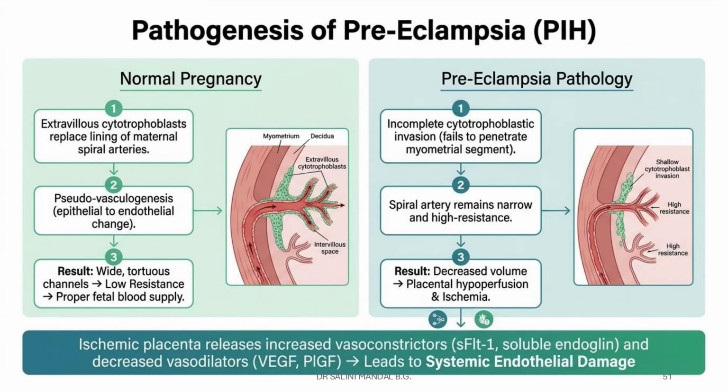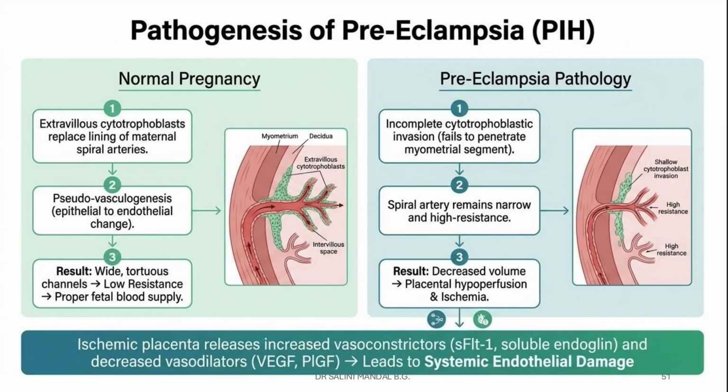Usually extravillous cytotrophoblasts line the spiral artery, so that the arteries increase in diameter. But here, because of the incomplete invasion, the arteries remain narrow and high resistance will be there. Because of high resistance, blood flow will be decreased, placental hypoperfusion and ischemia will be there. And this ischemic placenta is going to release increased vasoconstrictors and decreased vasodilators, and because of that there is going to be systemic endothelial damage.